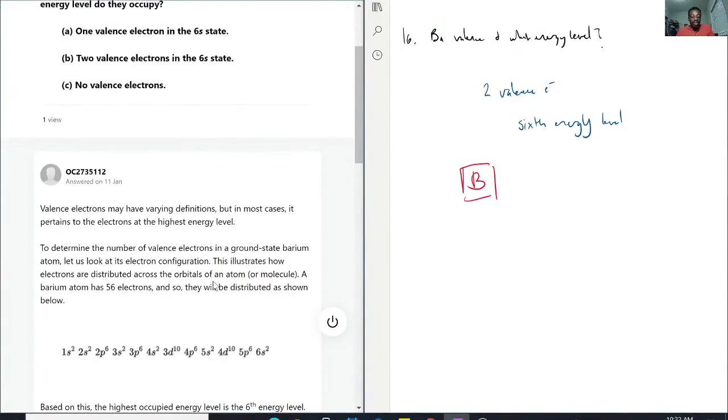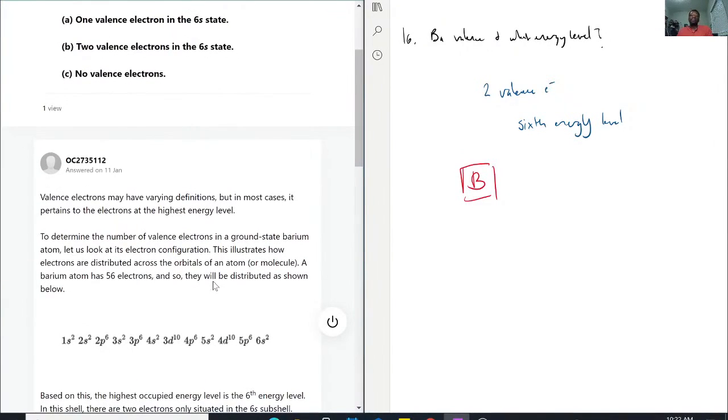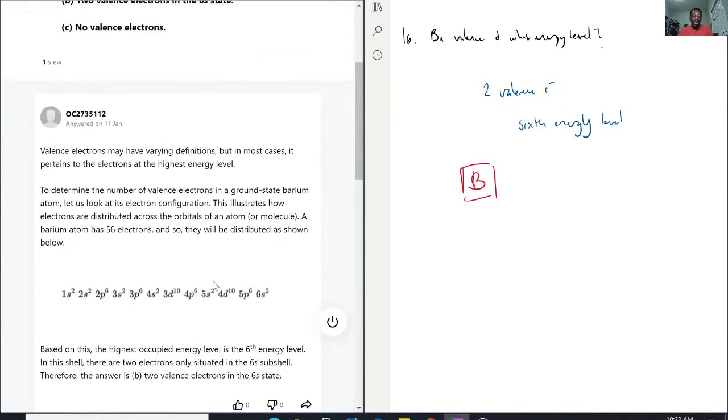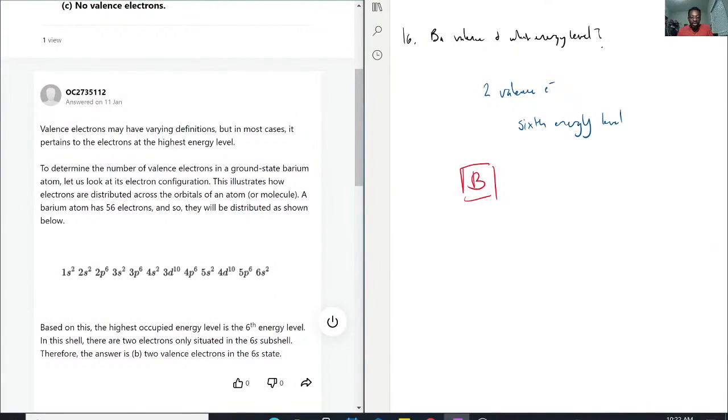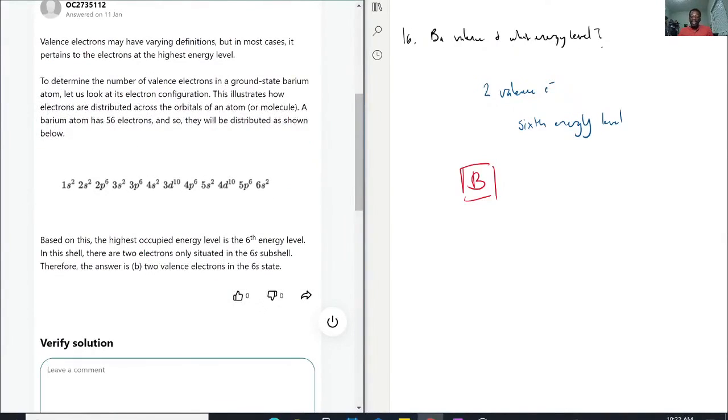And so for this one, they just went ahead to do the whole electron configuration. And they do end up with 6s2, which is what we can see actually by just doing the row and columns. And as you can see here, therefore the answer is B, 2 valence electrons in the 6s state.